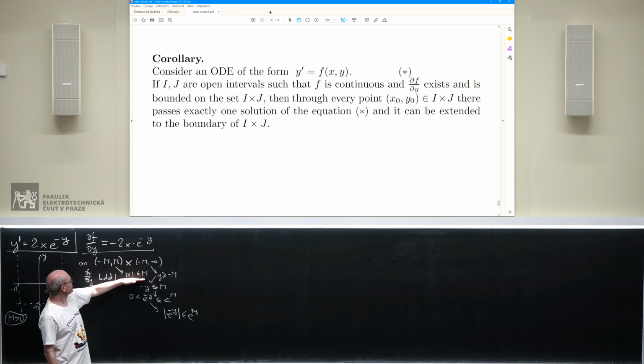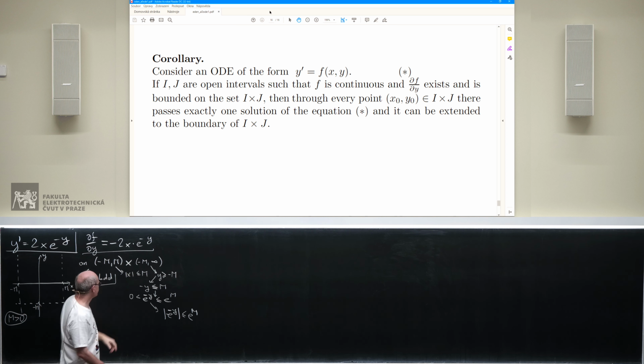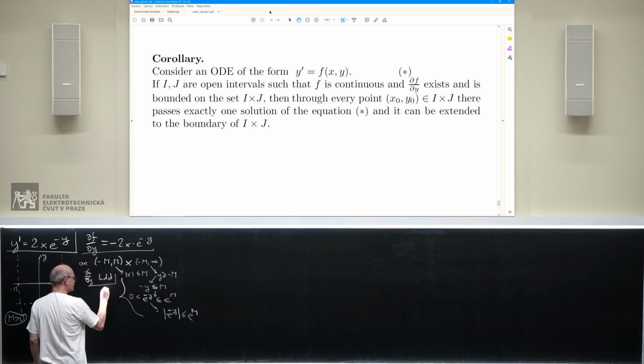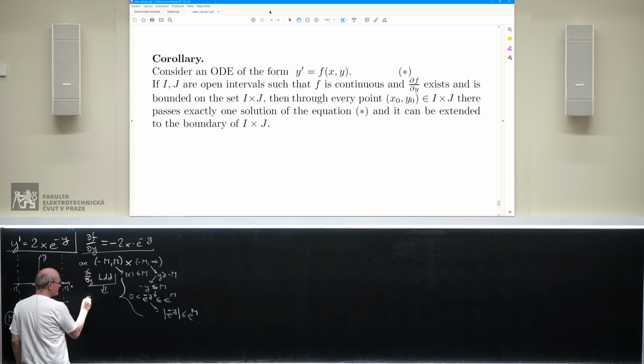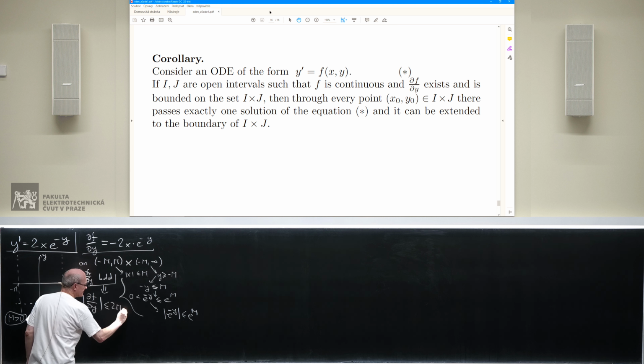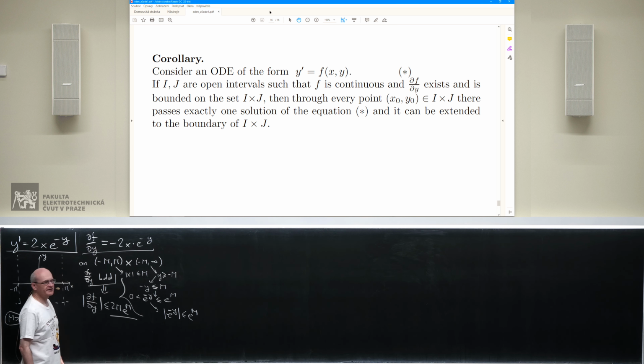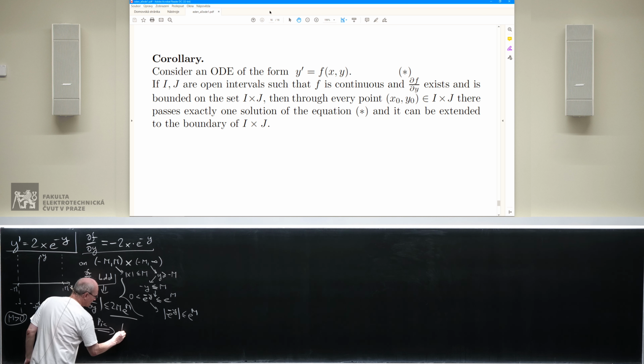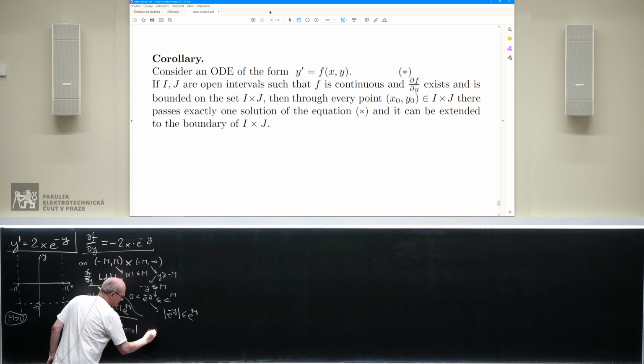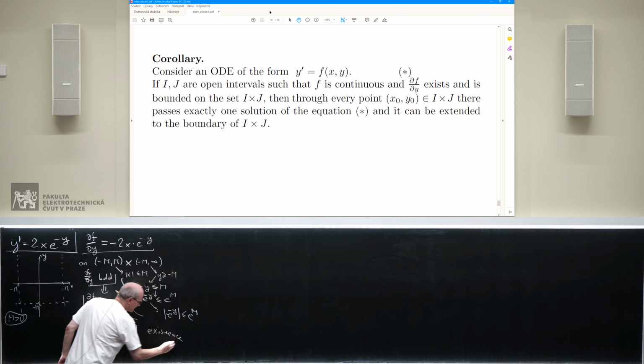So I have a bound on the first part in my partial derivative. I have a bound for the second part, and therefore I can put this all together, and I can claim that the partial derivative in absolute value is bounded by 2m e to m. And that's exactly the type of information I've been looking for, okay? So my partial derivative is really bounded, and therefore, by the Picard theorem, I have local existence and uniqueness.